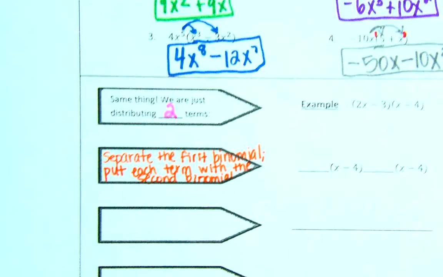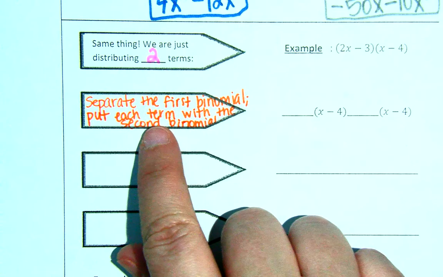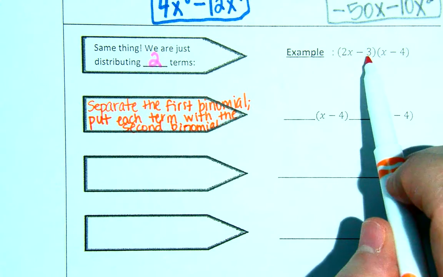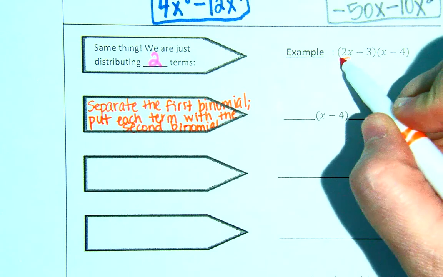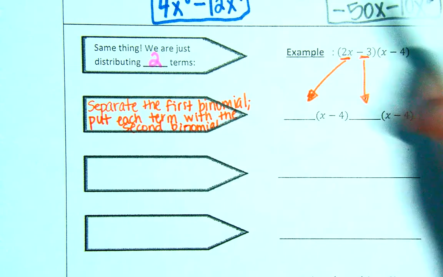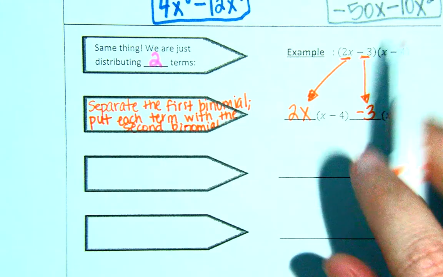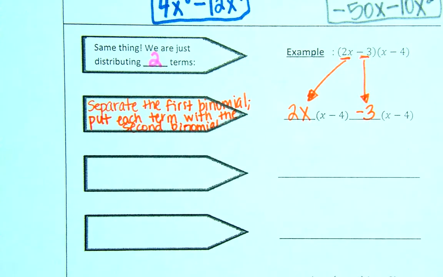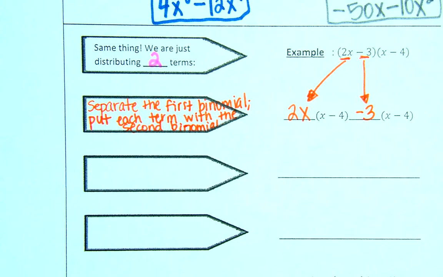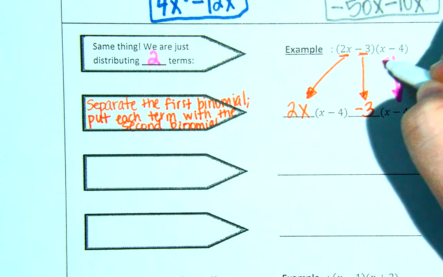Okay, so our first step is to separate the first binomial and put each term with the second binomial. So if you look, my first binomial is 2x minus 3. I'm going to separate that. So I'm going to have 2x and I'm going to have minus 3. And you see how I put it with the second binomial, which is x minus 4, x minus 4. So this second binomial went with each one of these terms.